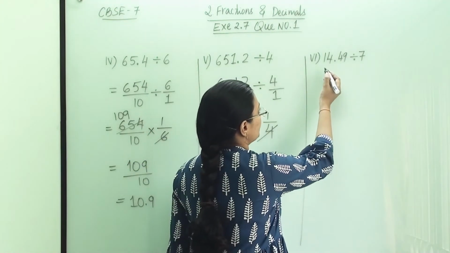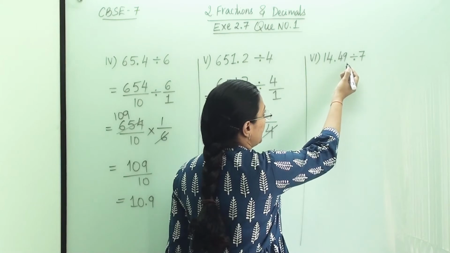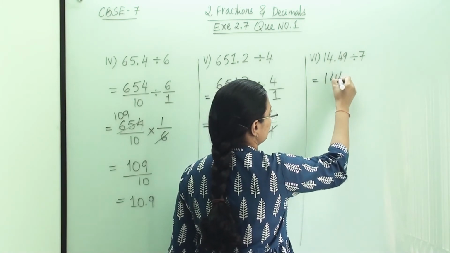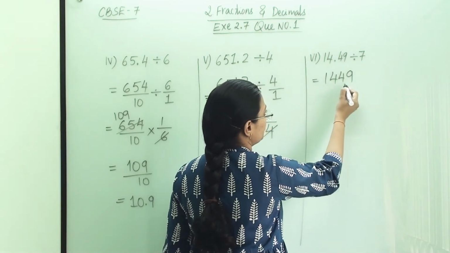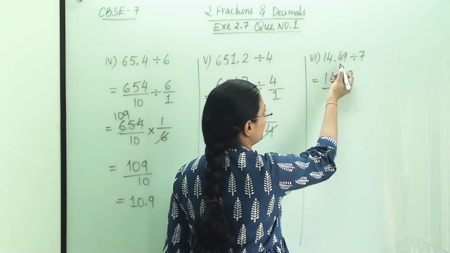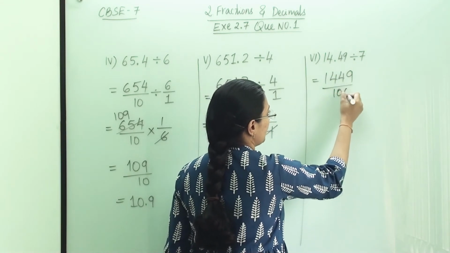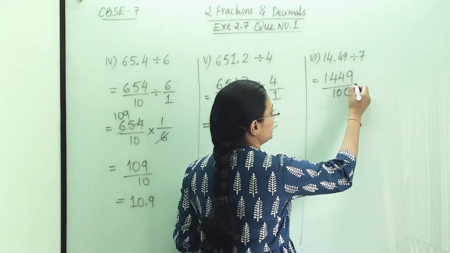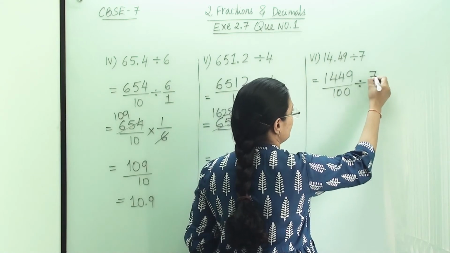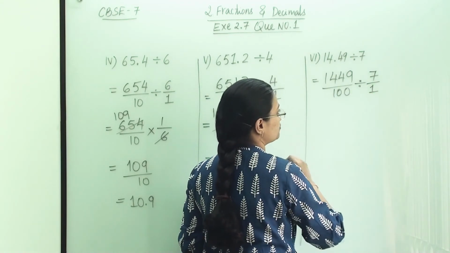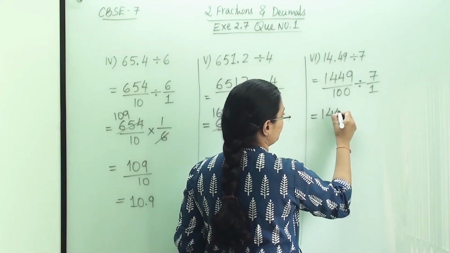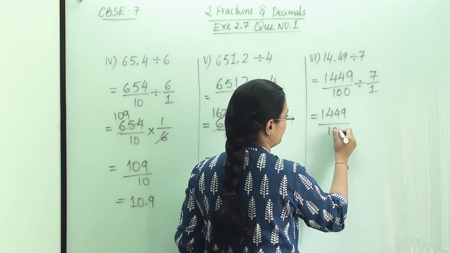The next numerical is 14.49 in division with 7. So let us convert this into its fraction form. So 1449 in division 100 will be there, because after decimal point there are two numbers. Then division and 7 will be there. This is whole number, so we can write 1 into its denominator. So 1449 in division 100.